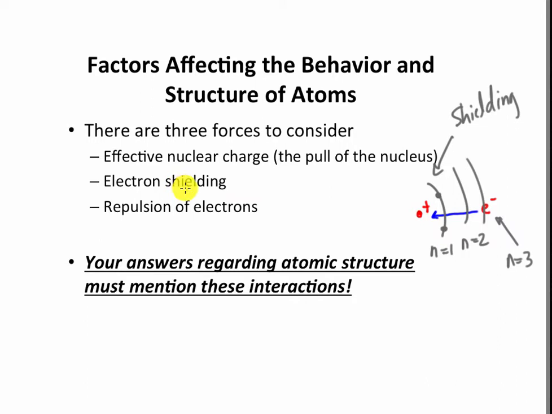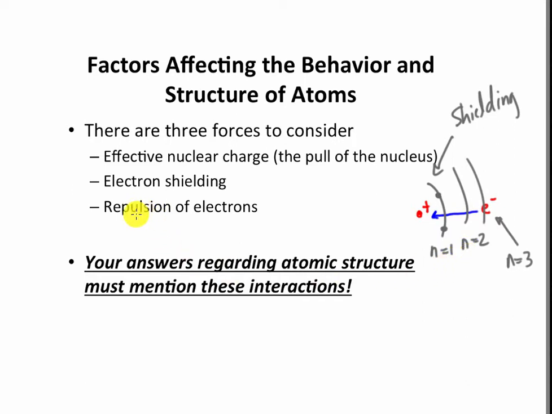Now, shielding also plays a part with S and P, because the S's are sublevels and the P's are sublevels. So within that second energy level, you have that S orbital, that S sublevel, and that P sublevel that can actually have some shielding, and I'll show you that as we go along.